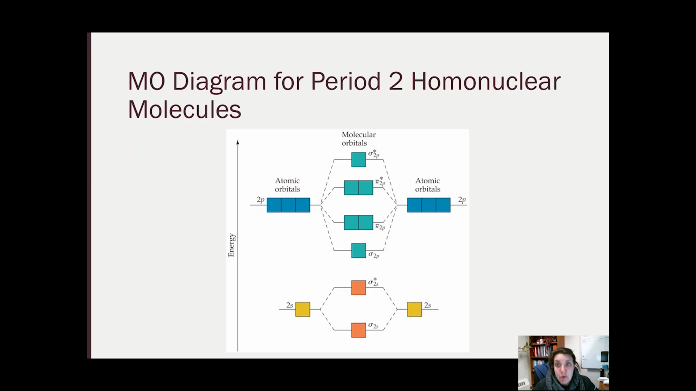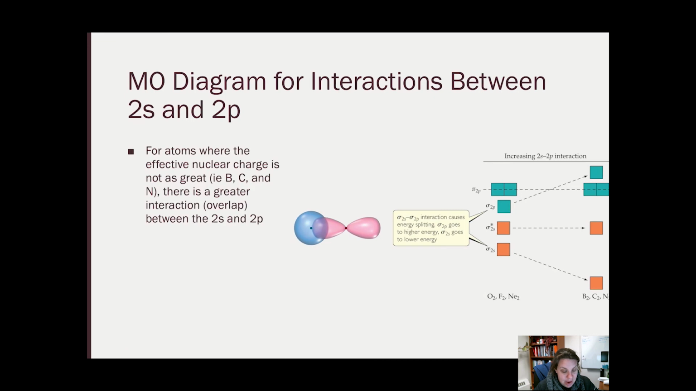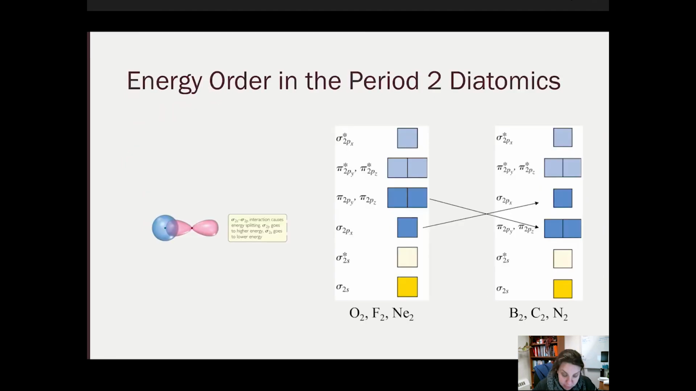Here is the general form of the molecular orbital diagram for a period 2 diatomic. However, there are some interesting things that go on with our period 2 diatomics. There is actually going to be more overlap of the orbitals between s and p when we have a lower effective nuclear charge, such as in boron, carbon, and nitrogen. The electrons are further away from the nucleus, so their orbitals are interacting more, and we get a rearrangement of the orbitals for B2, C2, and N2.